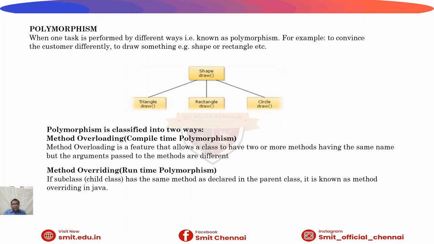Same method used in different parts of the program. Now this polymorphism can be classified into two ways. The first one is method overloading. Second one is method overriding. Method overloading means two or more different arguments are passed into the method. That is what is called method overloading. And next one is method overriding. If the subclass or the child class has the same method declared in the parent class, that is called method overriding, and this child class will run its method before its parent class. This is what is called method overriding.